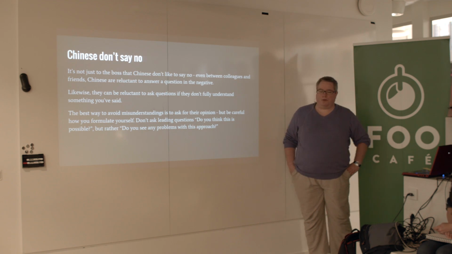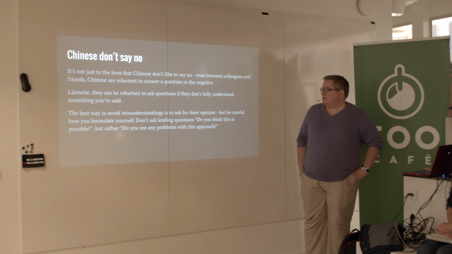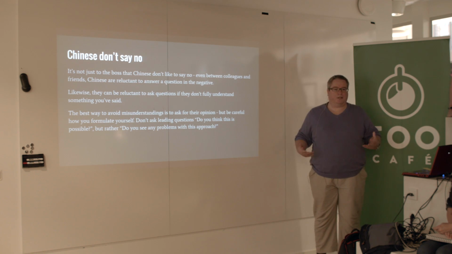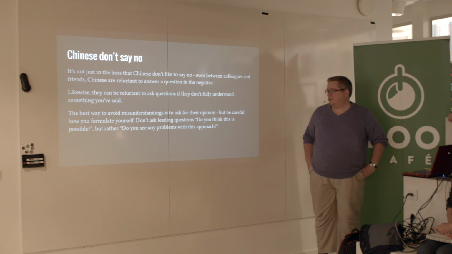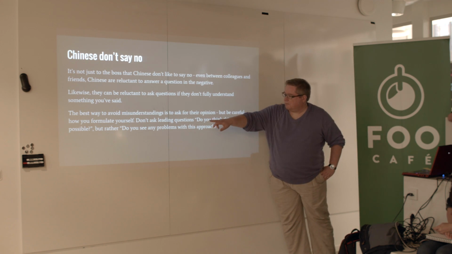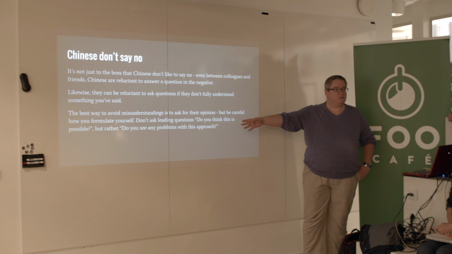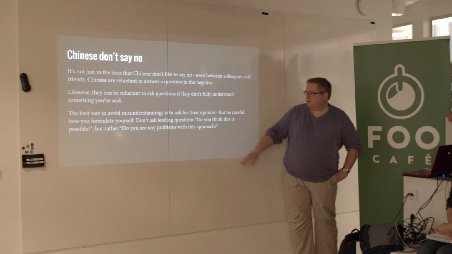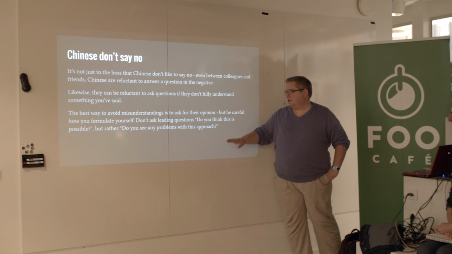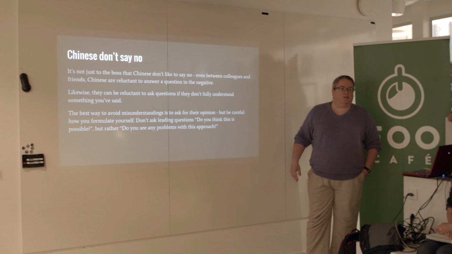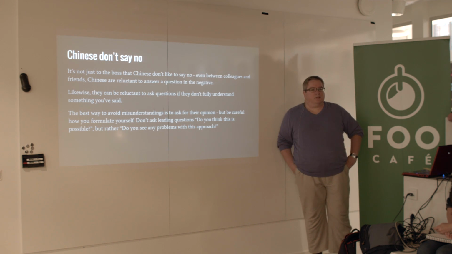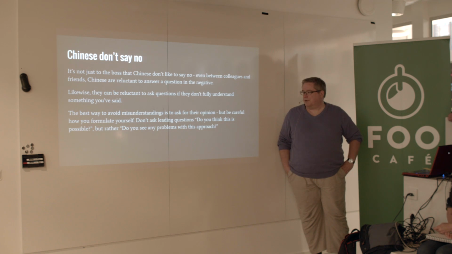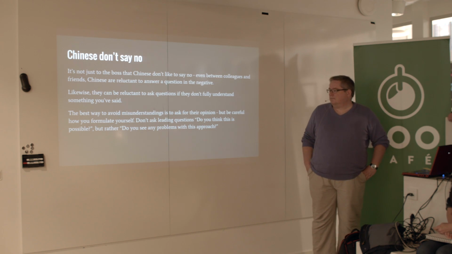So the best way to avoid misunderstanding, I found, is to ask for their opinion. But you have to be careful how you formulate yourself, because if you ask leading questions like, do you think this is possible? Then of course they're going to say yes, regardless if it's totally impossible or not. So you'd rather have to ask something like, do you see any problems with this approach? Do you have any feedback? And even so, they can be a bit reluctant to reply honestly.